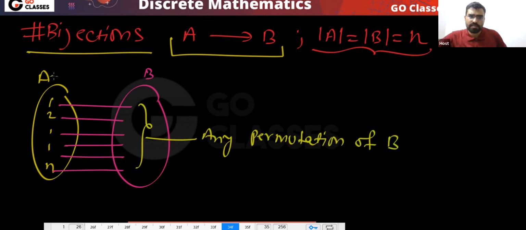Fix this. This is fixed. So this order is fixed.